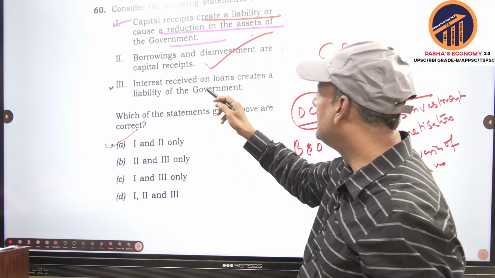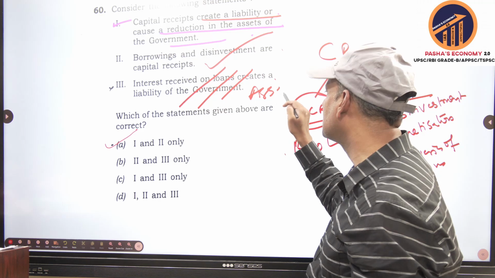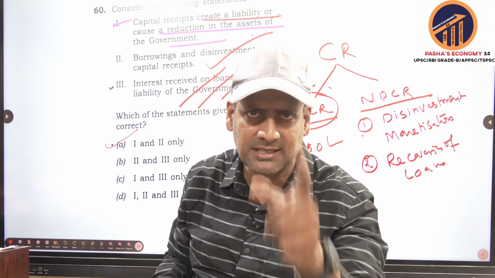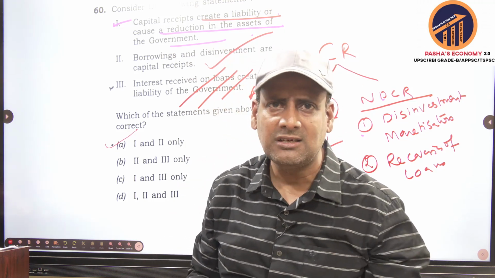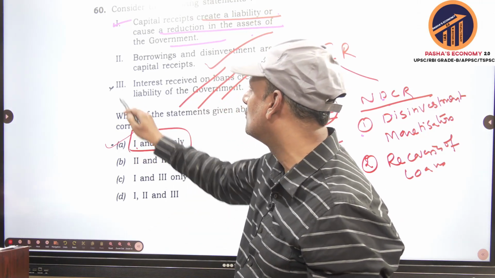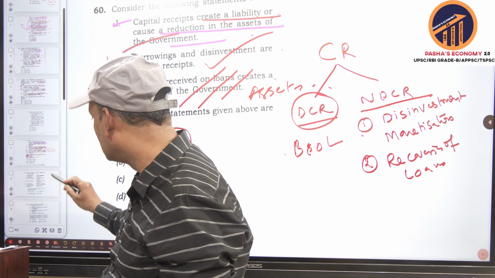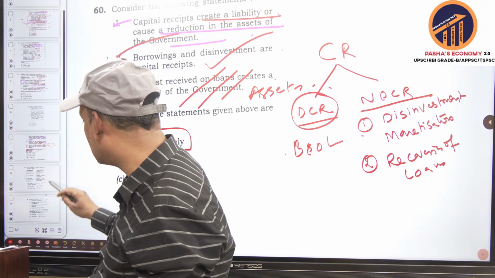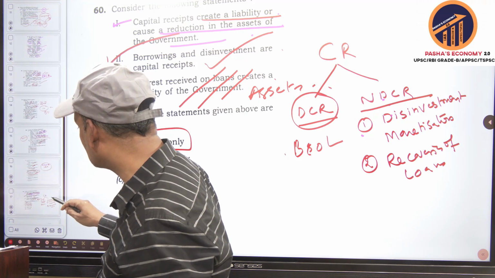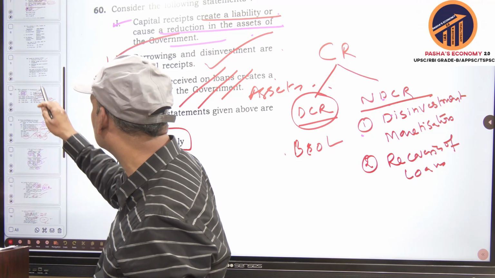Borrowings and disinvestment are capital receipts, right? Interest receipt on a loan creates a liability? No, interest receipt is an asset. When you deposit money in the bank and it gives a rate of interest, it is an asset for you; for the bank, it is a liability. So it is an asset to the government. That's the reason for options 2 and 3. A logical question, friend. If you are clear in the classroom, I hope you understand this in a proper and genuine manner. Clear? So these are the questions related to your Indian economy. Clear?